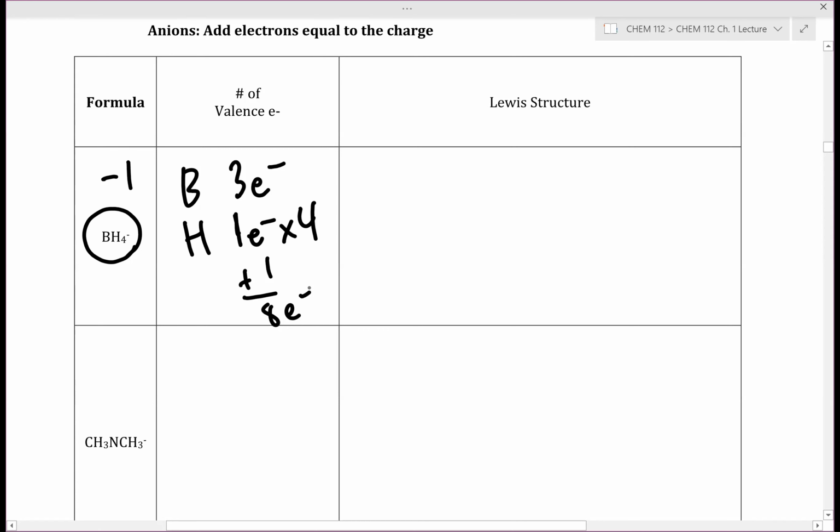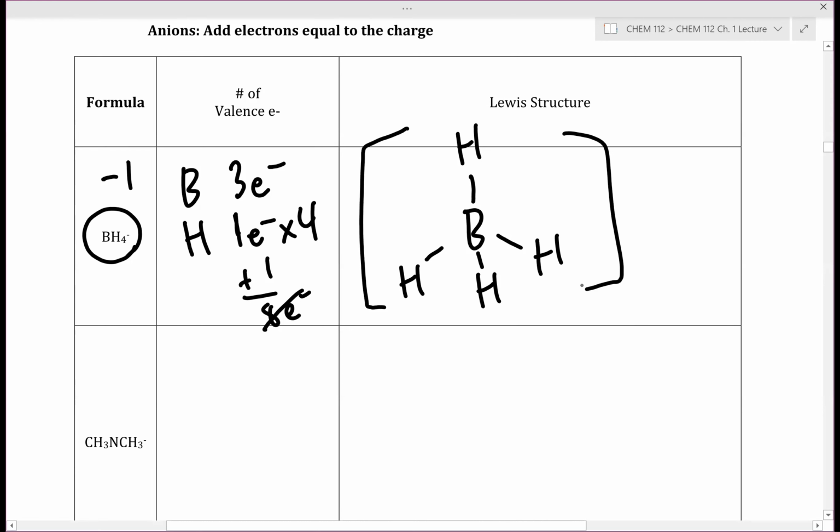What is our central atom going to be? Boron. So we're going to take boron, surround it with our 4 hydrogens, and form 1 bond each. How many electrons have we used up in the process? 8. The only thing special about this structure is the fact it is charged, so we have to indicate the charge in brackets. And if you're curious which atom has that negative charge, it's the boron atom. Any questions on tackling anions?